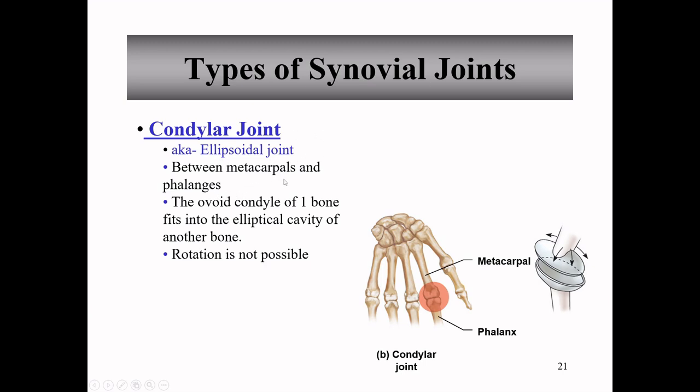Next up we have a condylar joint, also known as an ellipsoidal joint. We get these between our metacarpals and the phalange bones. We have the ovoid condyle of one bone fitting into the elliptical cavity of another bone. What makes this one special, what makes this one different, is that rotation is not possible. You're not able to rotate the bones or the digits in a condylar, aka ellipsoidal, joint.